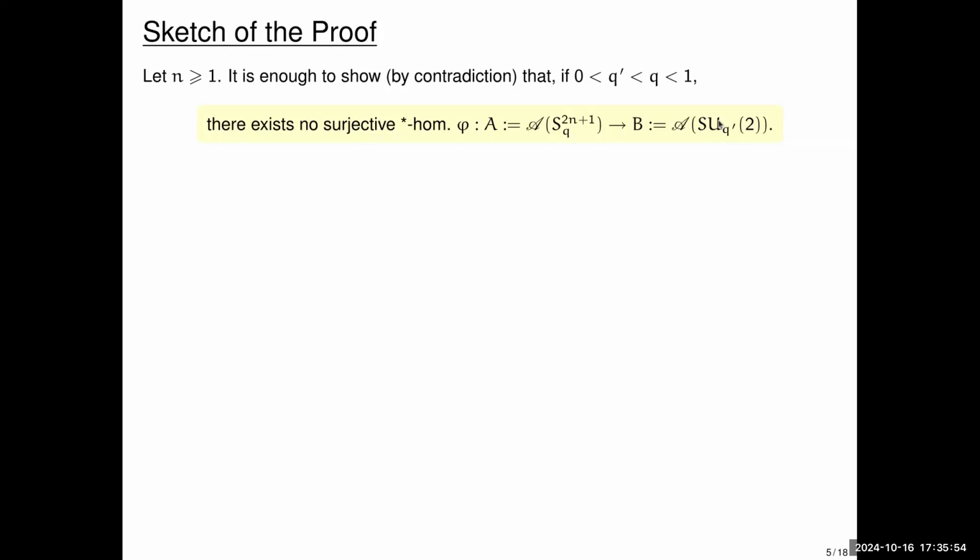When you say isomorphism, you mean just polynomial algebra, right? Polynomial algebra, yes. So if I have an isomorphism between spheres where the second has any dimension, then I also have a surjection to SU_q prime(2) because I just compose. Yes. But here q and q prime are different. So I want to show that you can have this only if q is equal to q prime. So for q prime less than q, you don't have it.